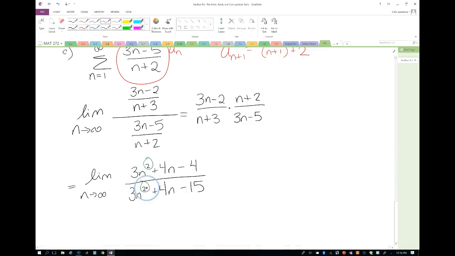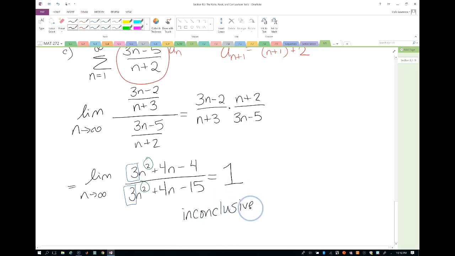So we can do the rule where we look at our degree for our numerator and denominator. They match. That means we are going to use these leading coefficients to decide our limit. So our leading coefficients are 3 and 3. 3 divided by 3 is equal to 1. That means that the ratio test is inconclusive.